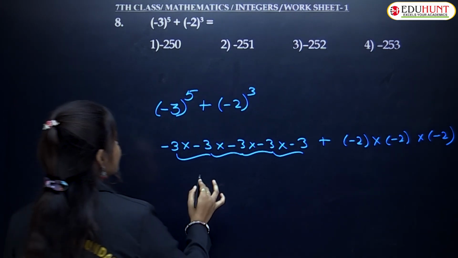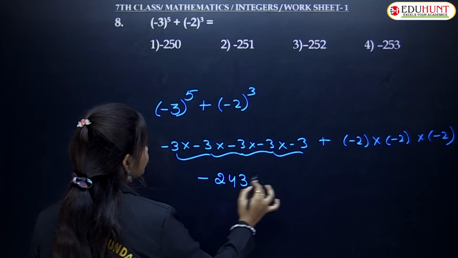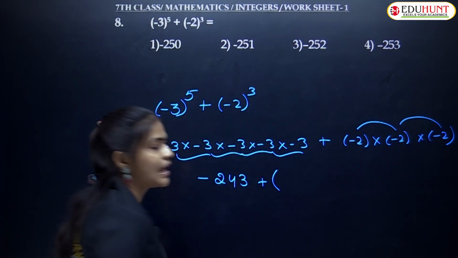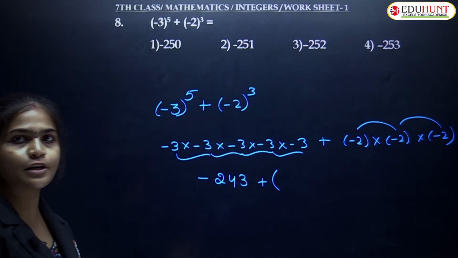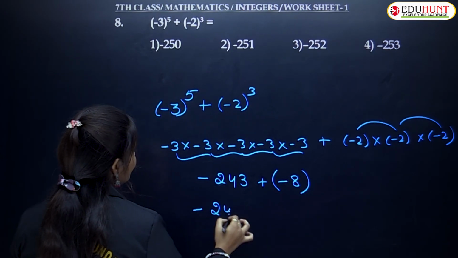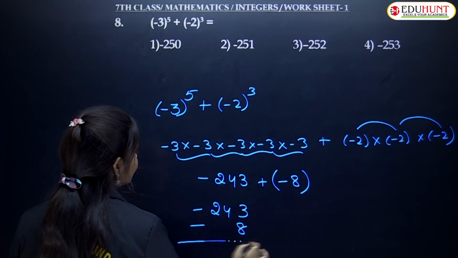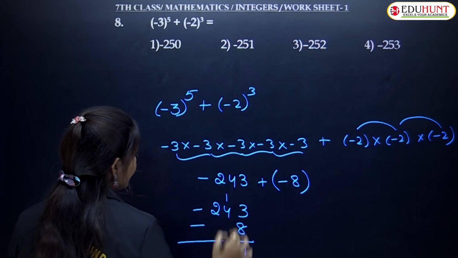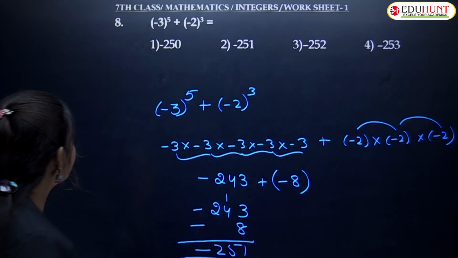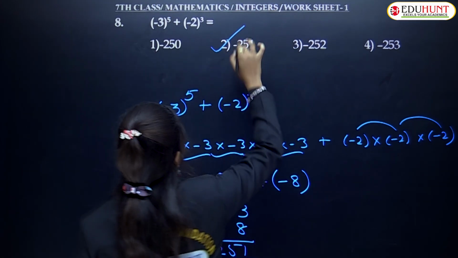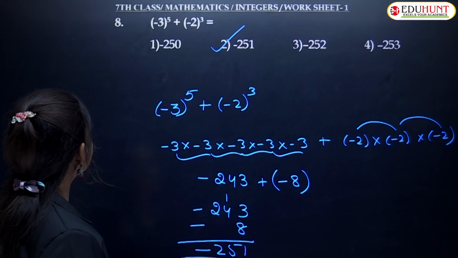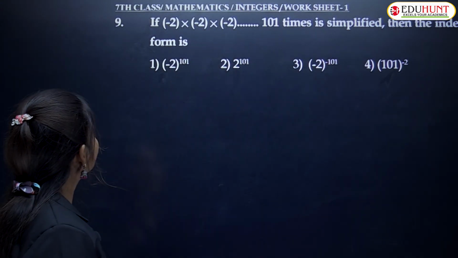Clear? So that is minus 243 plus, 2 2s are 4, 4 2s are 8. And here minus into minus is plus, plus into minus again minus, so minus 8. Minus 243 minus 8. 8 plus 3, that is 11, 5, 2. Minus 251. Which option is correct here? Option 2 is correct, that is minus 251. Understand? Yes. Let us see next, 9th question.